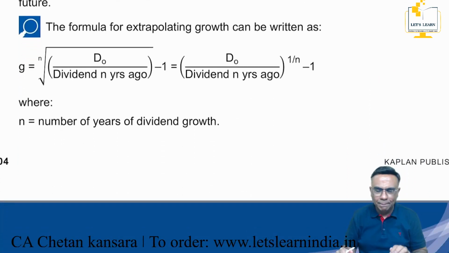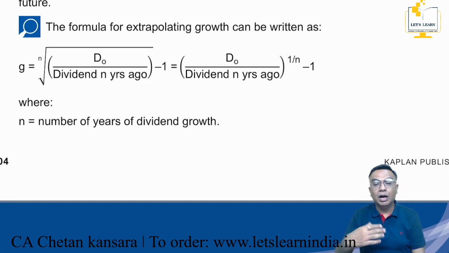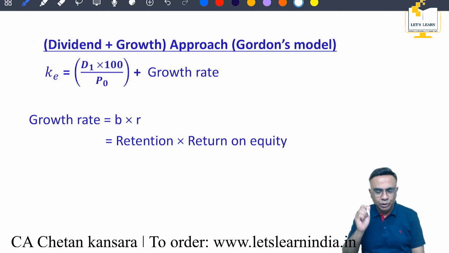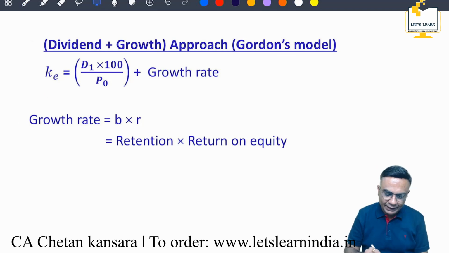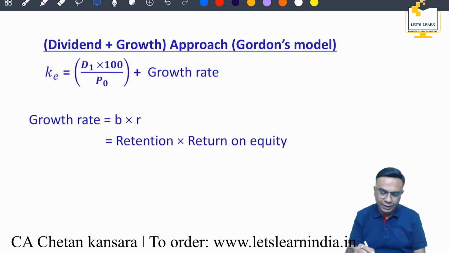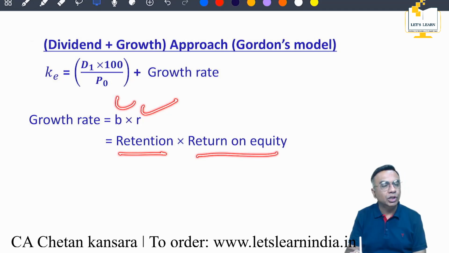Now let us take an example on calculation of growth rate. What is the logic of calculating the growth rate? The formula is K equal to D1 upon P0 into 100 plus the growth rate. This is our formula, correct? Now, how do we calculate growth rate? It is b into r. B is retention and r is return on equity.